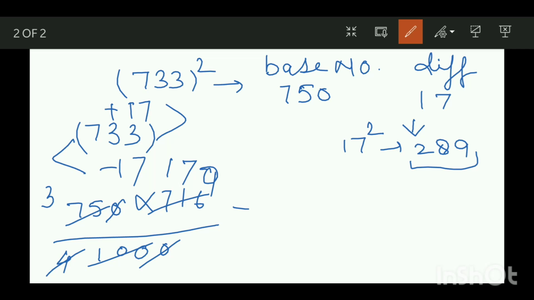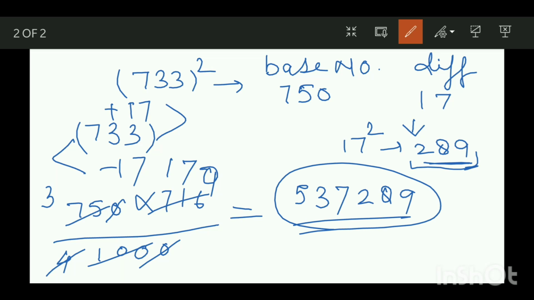Okay, then multiply. 3 into 179 is 537. Okay, and since we have used all the 3 digits, by dividing it by 1000, we will write 289. So this is the square of 733.